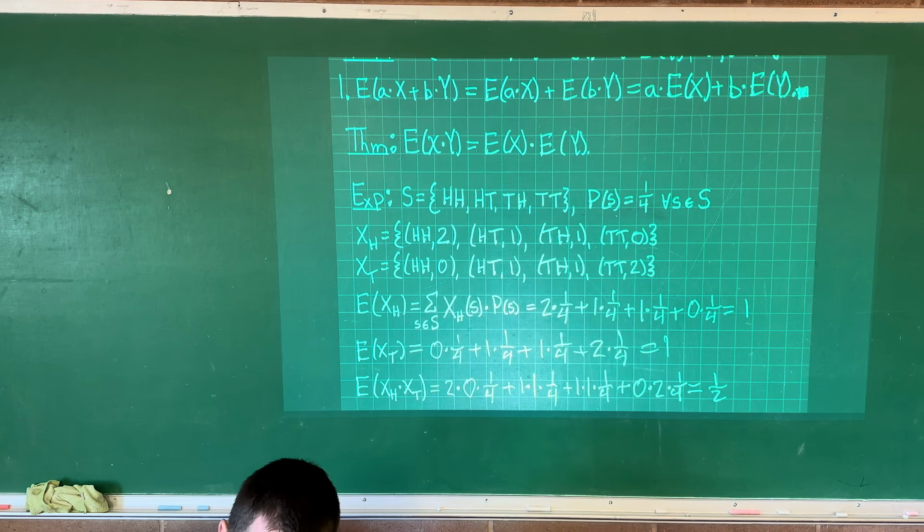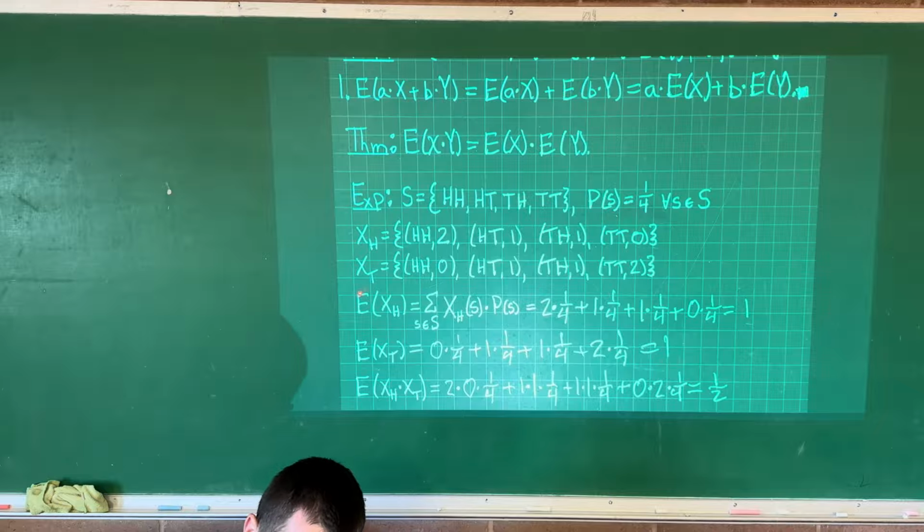And notice that 1/2 is not the same thing as 1. If we did the product of their expected values, E of X_h times E of X_t is 1 times 1, which is 1. But the expected value of X_h times X_t is equal to 1/2. So notice that this is not the product of these two things. This equation is not in general true. It's a bad equation. We don't like it.